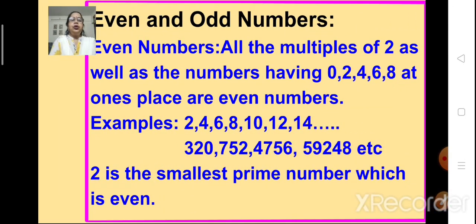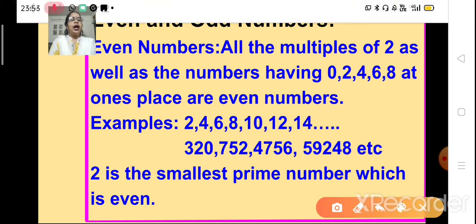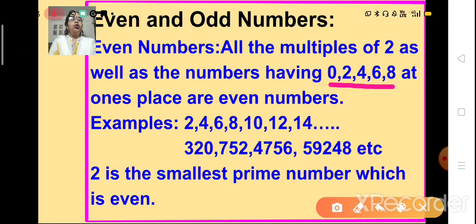Now let's know what are even and odd numbers. Children, you have learned about the even and odd numbers in your previous classes also. But let's just have a quick revision of what are even numbers and what are odd numbers. So even numbers, all the multiples of 2 are known as the even numbers. And also the numbers which have 0, 2, 4, 6, 8 at their ones place are known as even numbers, isn't it?